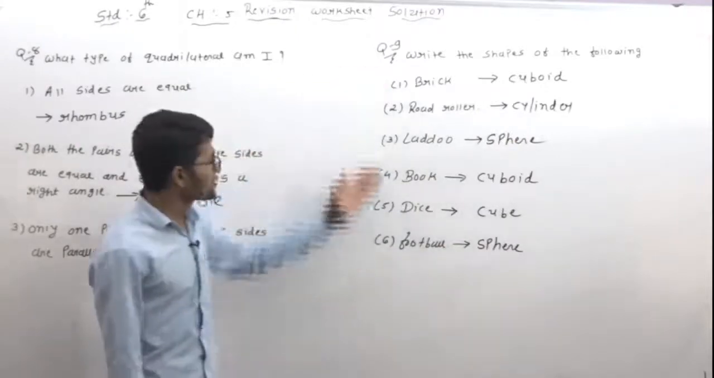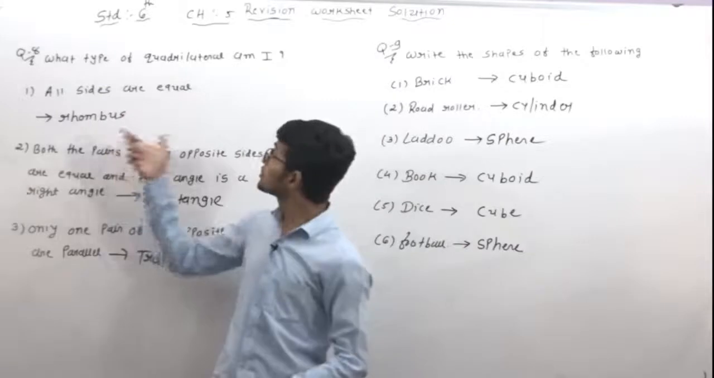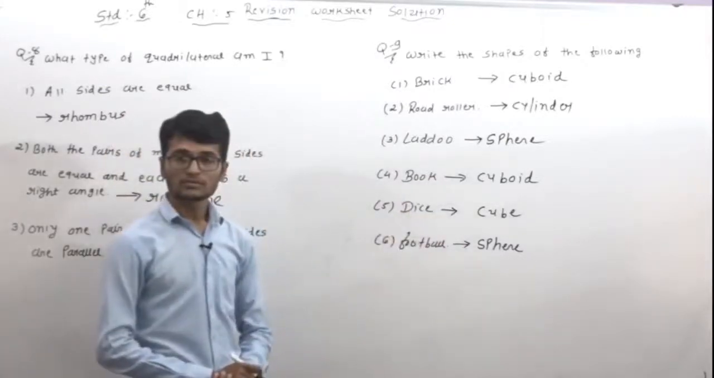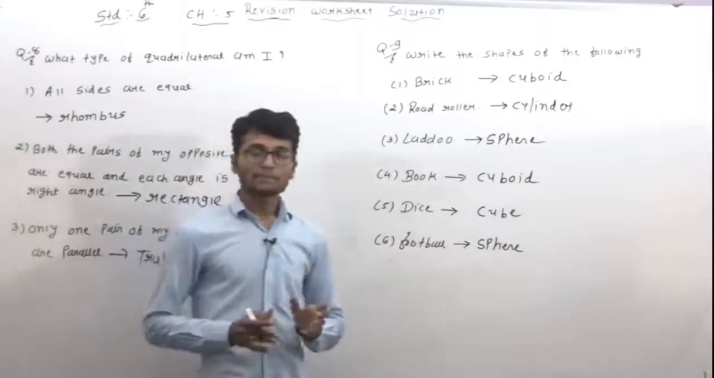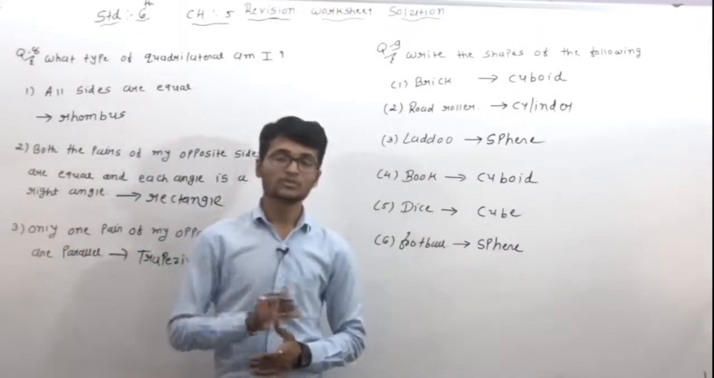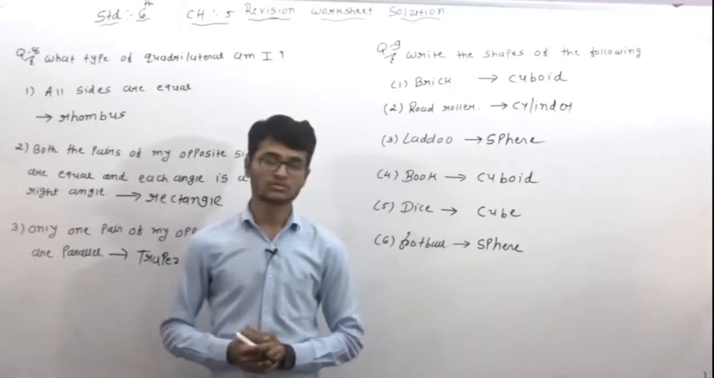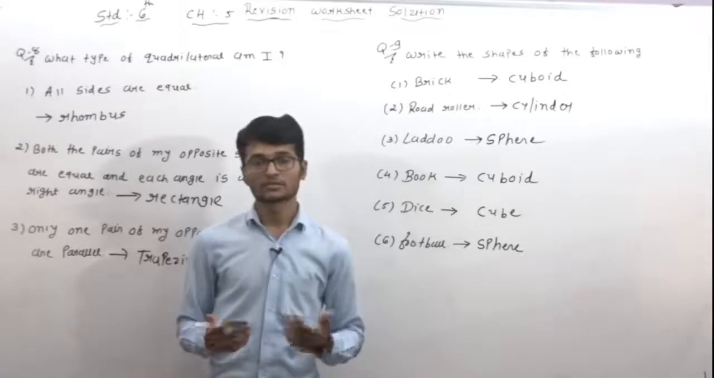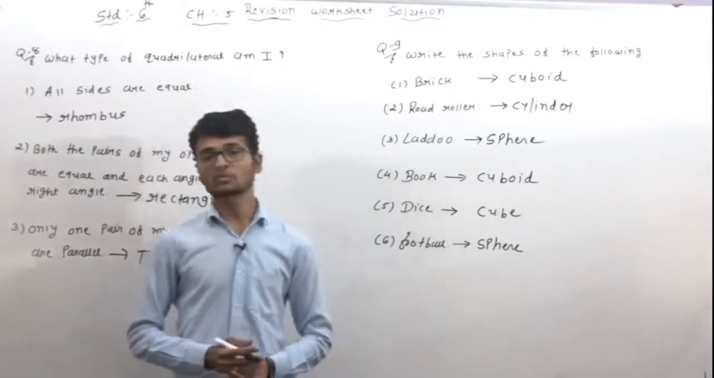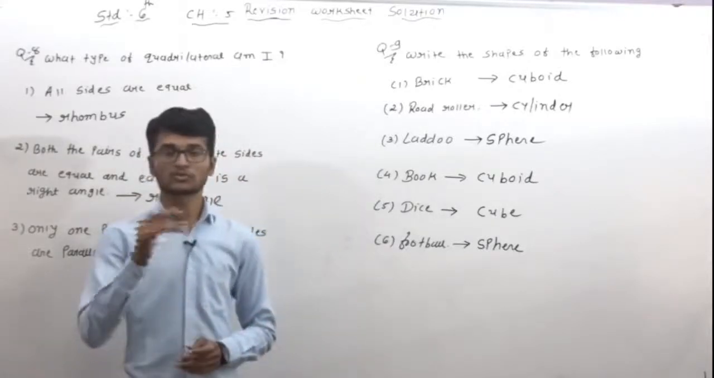So understand question number 9 and these questions, types of quadrilateral and the shape of objects. Okay? So check your answers. If your answer is wrong, then you have to write the correct answer in your extra book, fair book or any other books.